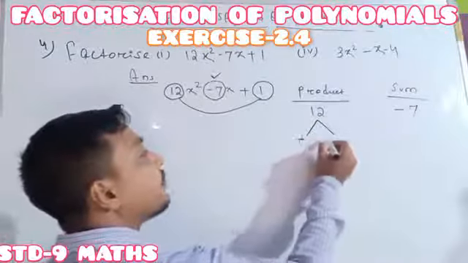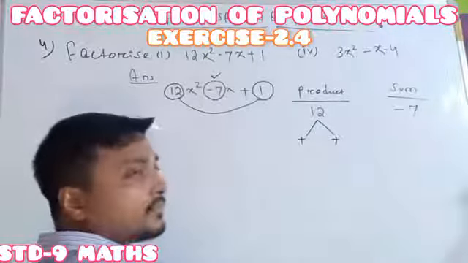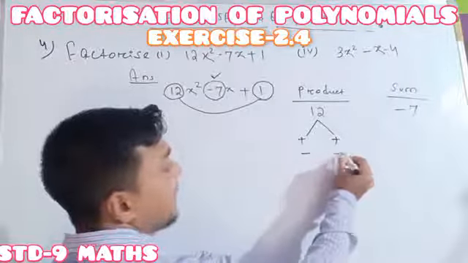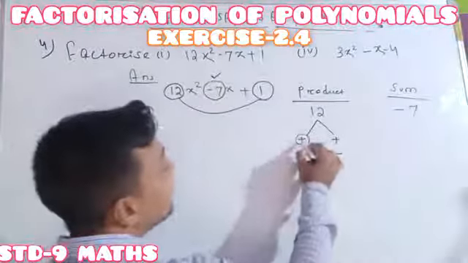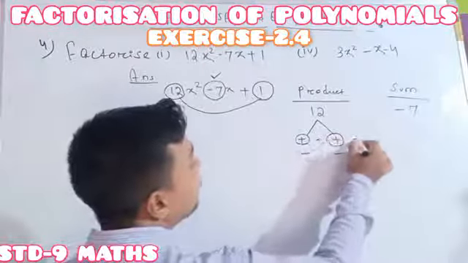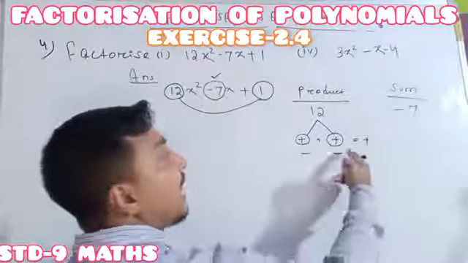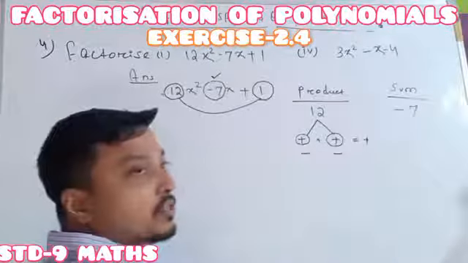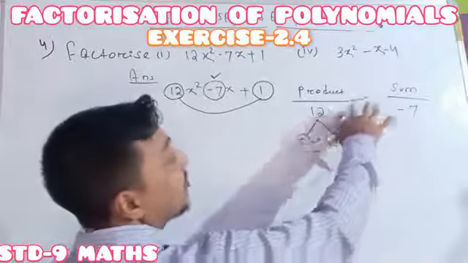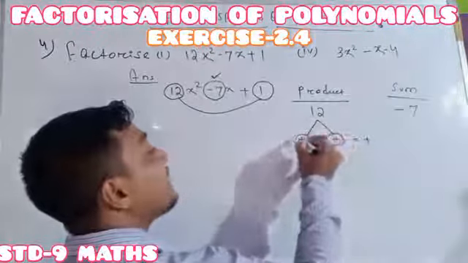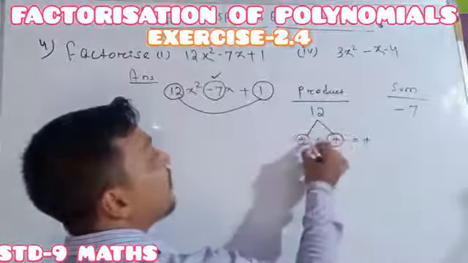It means either both should be plus, or both should be minus. But whenever we add a positive with a positive, the result will also be positive, and I want the sum to be negative. The sum is negative, the product is positive. So the plus-plus criterion fails. The other option in our hand is minus-minus, whose product will be plus.